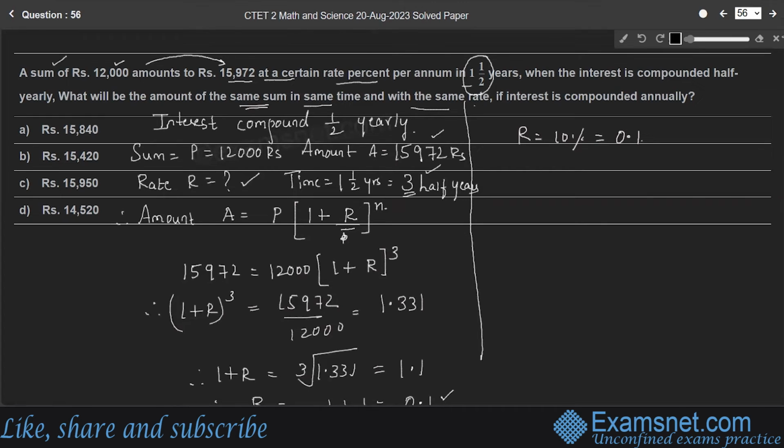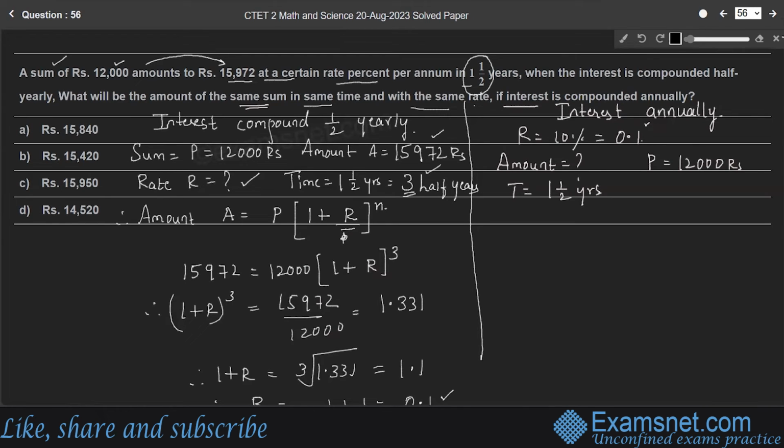So moving further, what will be the amount of the same sum? In the next case, we have to find the amount. What will be the amount of the same sum? So here the principal or sum is 12,000 rupees in the same time. So that means the time is 1.5 years, with the same rate. So rate is 0.1 in half year. So if interest is compounded annually. So in the second case, interest compounded annually.